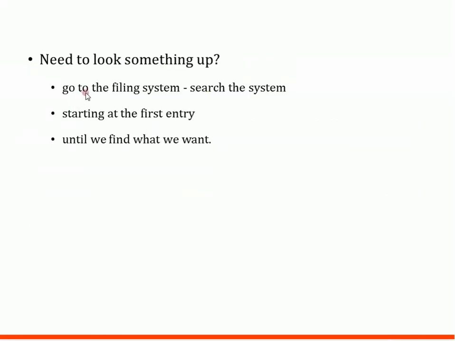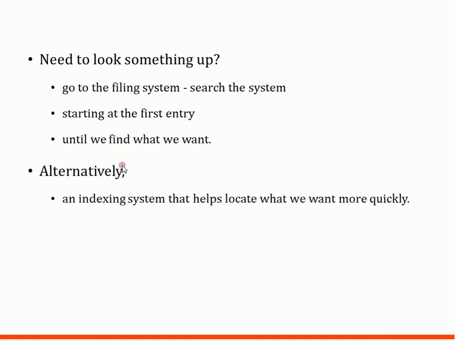Now consider that you want to look up something. When you go to the filing system, you will search for the document or the particular data in the system. What you will do is start from the beginning of the files. You will start at the first entry in the file, and will stop when we find the data which we wanted, or will stop when we reach the end of the file. So this is the case when you want to search for some data.